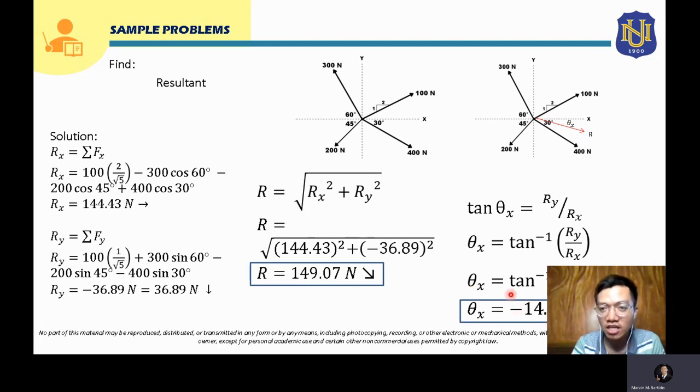So the negative sign here indicates that your theta x is measured in a counterclockwise direction. So we draw this theta x from the x-axis in a counterclockwise direction, right? That's why it's negative. But anyway, what's important here is the answer. Our magnitude R is equal to 149.07 Newton, and the direction is downward to the right, and the theta x is negative 14.32 degrees. So these are now the answers.